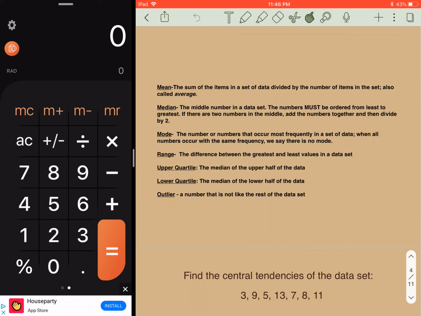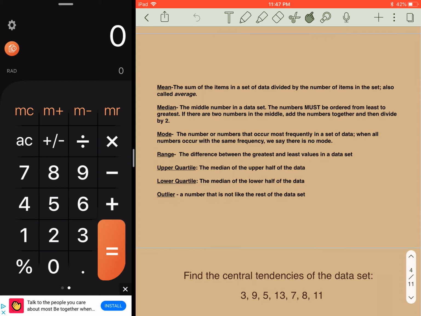The upper quartile and lower quartile are probably new terms to you. When you find the median, that is the middle number. When you find the upper quartile, that is the middle number of the greater numbers of the data set, the numbers greater than the median, and the lower quartile is the number in the middle of the smaller numbers of the data set. It sounds really complicated, but it's a lot easier once we get into a couple examples.